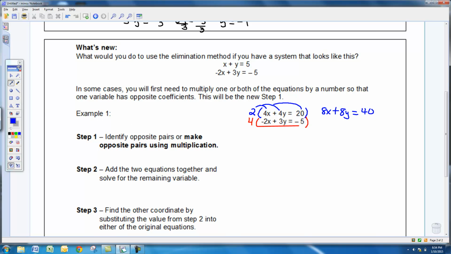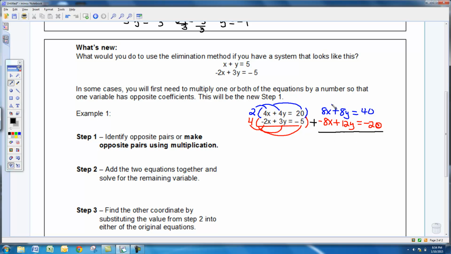Now let's multiply the second equation by 4. So 4 times negative 2x is negative 8x. 4 times 3y is 12y. And 4 times negative 5 is negative 20. Now notice that we have opposite pairs. We have a positive 8x and a negative 8x. So now we can add these equations together.